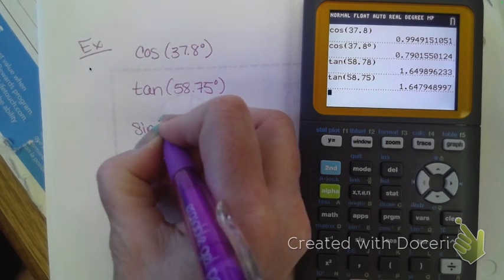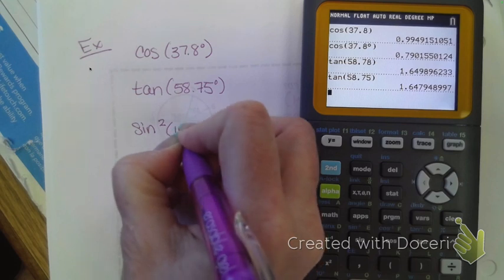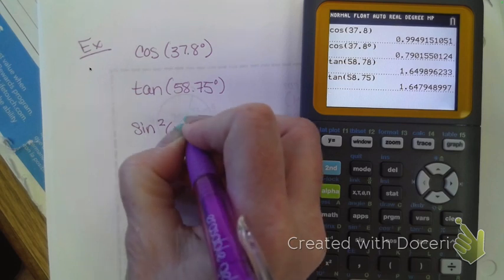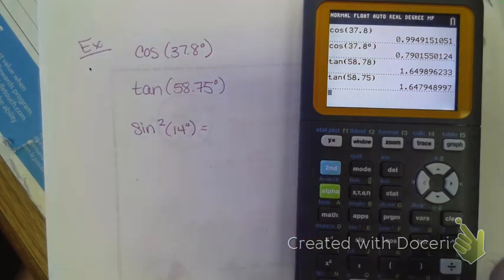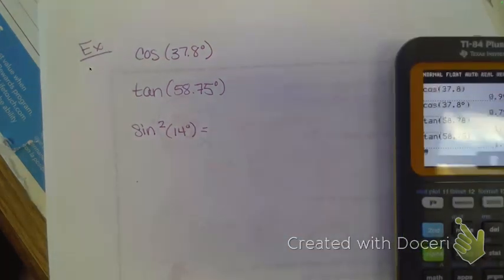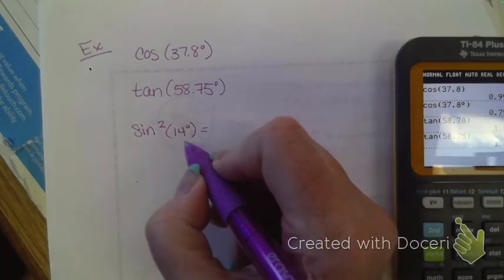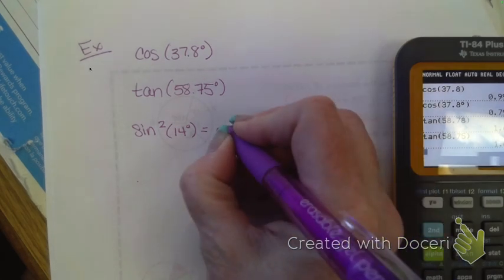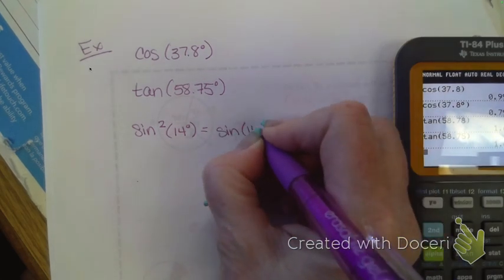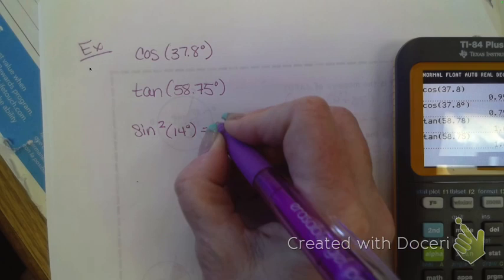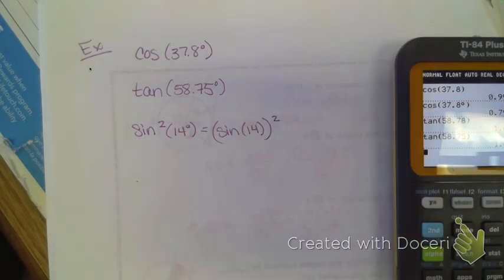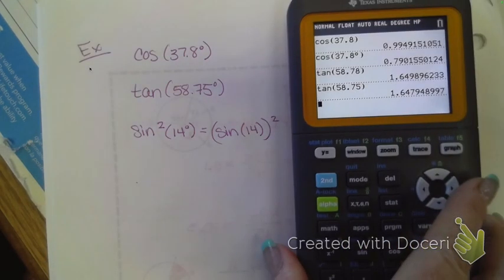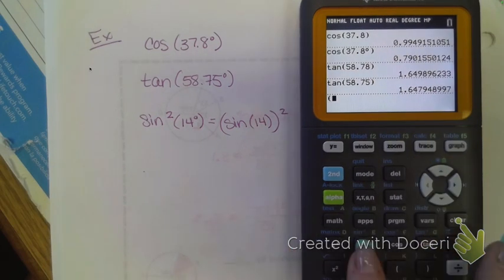Sine squared of 14 degrees. Now, what is that really? We're going to write this, and I would expect you to write it on your paper the way you're going to put it in your calculator. Sine of 14 times sine of 14? Or no, just sine of 14, then what? Squared. So, parenthesis, sine 14, parenthesis, squared.